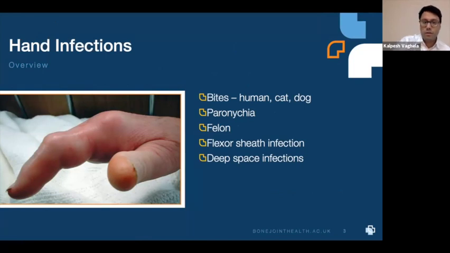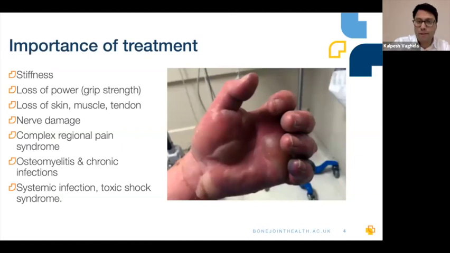So why do we worry about infections in the hand? The hand's an extremely complex organ containing tendons, ligaments, and highly specialized structures such as a pulley system, which are all very sensitive to injury and also very sensitive to infection. A sequela of that is that you develop swelling. Swelling then turns into fibrous tissue, and the fibrous tissue then causes stiffness and loss of power.